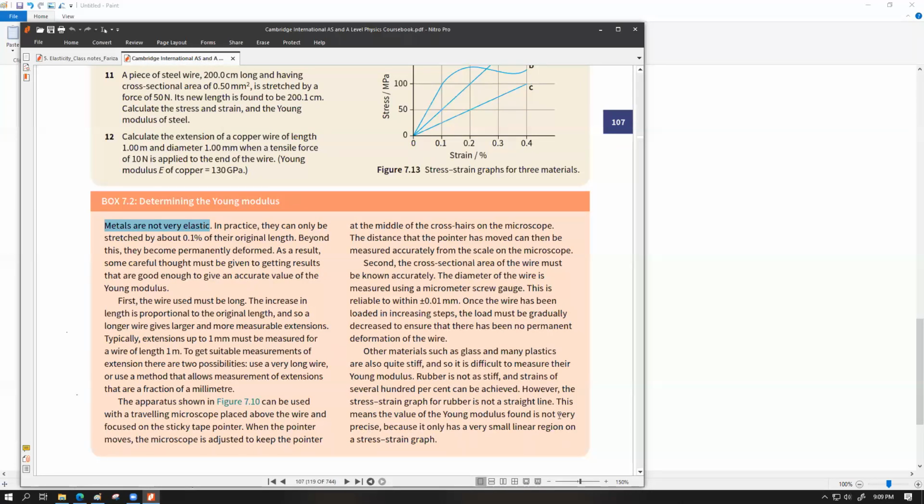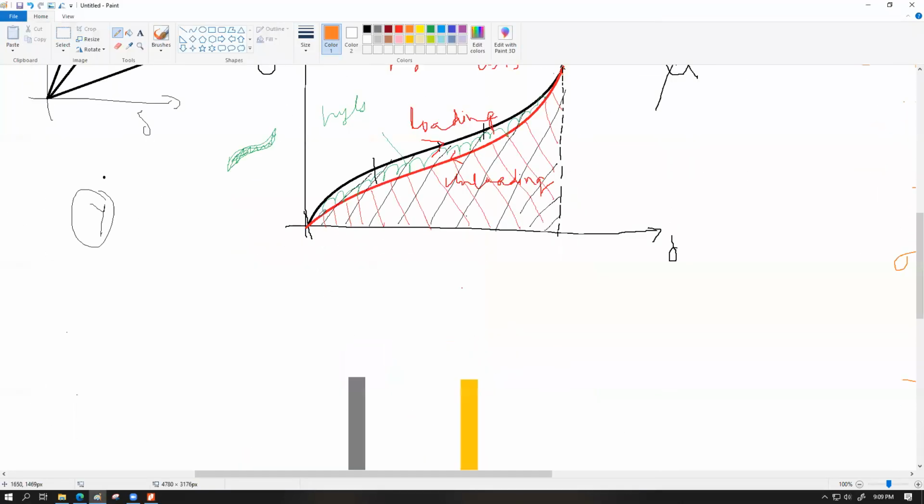This means the value of the Young modulus found is not very precise because it only has a very small linear region on a stress strain graph. A very small linear region বলতে ওরা বোঝাচ্ছে approximation, মানে হচ্ছে no part of this line is a straight line, but if you consider an extremely small section of this line, that can be practically considered to be a straight line. You can try to draw a tangent over here and find out the gradient of this tangent. Can you not? So if you consider really small segments on the graph, for practical purposes we can declare that part to be a straight line, but it is not essentially or truly a proper straight line. Never.